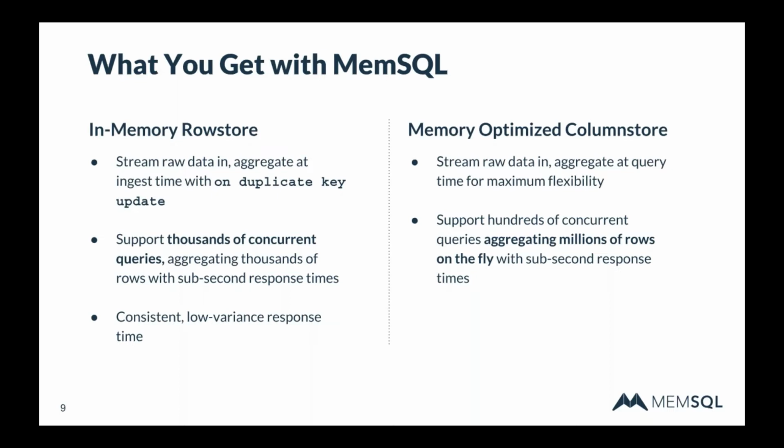using that approach. We also, using our in-memory row store, can support thousands of concurrent queries, aggregating thousands of rows with sub-second response time. That means all of them concurrently are getting sub-second response time. You can get very consistent and low variance response time with our in-memory row store.